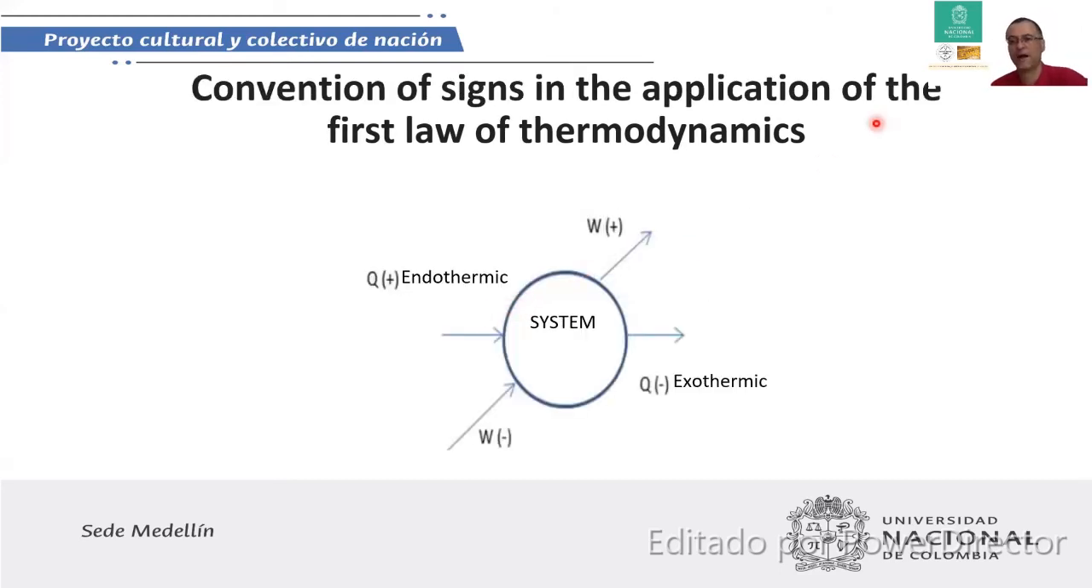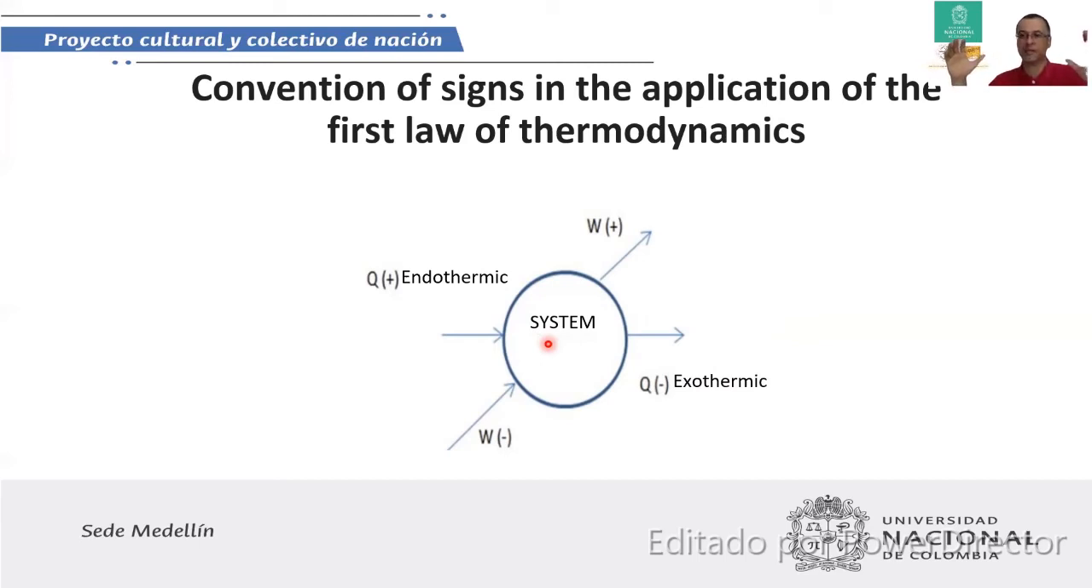It's important to define a special kind of convention to define work and heat. In a system, when you receive heat, the process is named endothermic, and we say that this energy is positive. When a system expels heat, we say that the process is named exothermic, and this heat is negative. This energy is negative. Okay, talking about work, we could say that a system receives work or gives work.